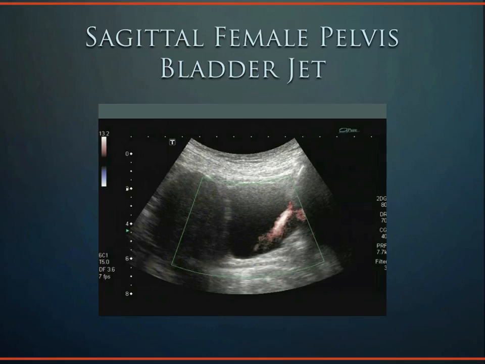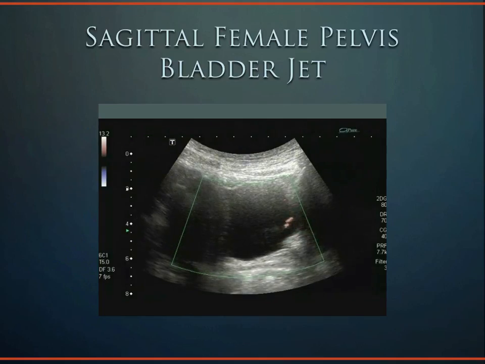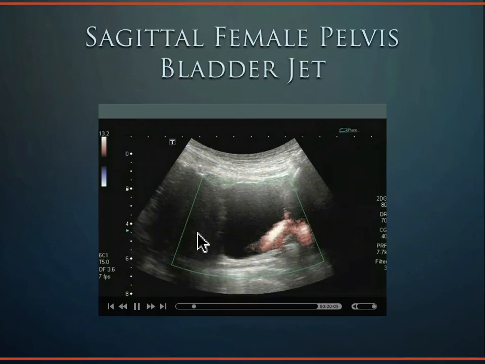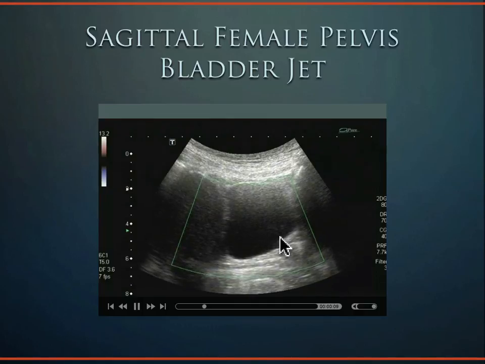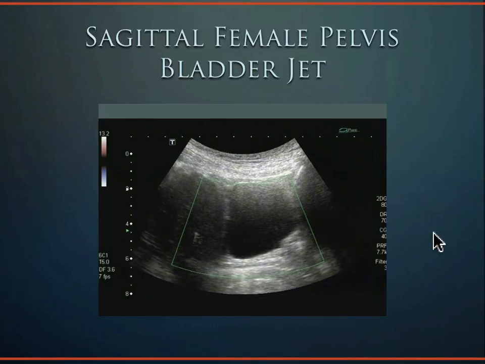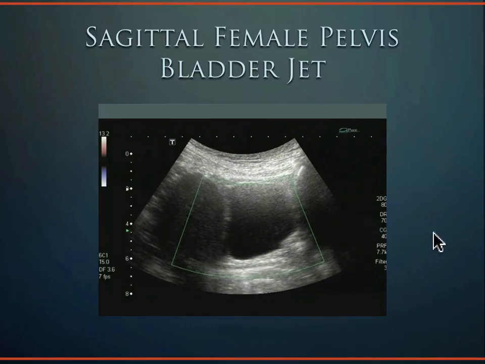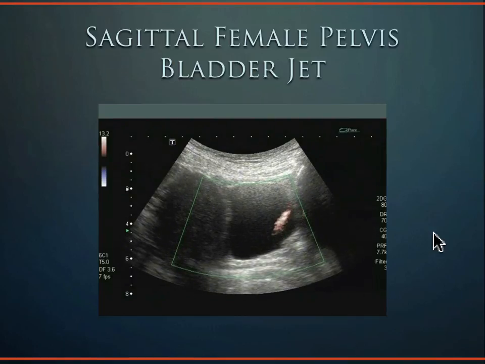And this is an example here of the sagittal female pelvis. We can see the uterus poking up over here. This is the bladder here. So this is the back of the bladder. We can see bladder jets sort of coming in and out as this patient's making some urine there. There's a nice bladder jet there in a sagittal female pelvis.